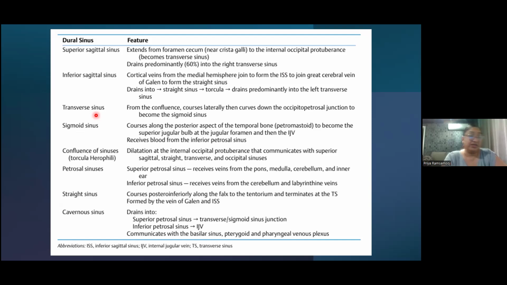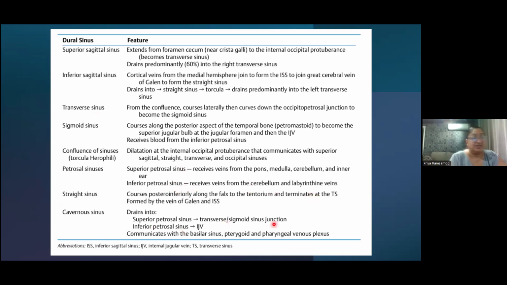And that confluence, right, is a dilatation at the internal occipital protuberance that communicates with the superior sagittal, the straight, the transverse, and the occipital sinuses, right? Not to be left out, your petrosal sinuses, superior and inferior. Superior receives from your pons, medulla, cerebellum, and inner ear, and inferior from your cerebellum and labyrinthine veins.